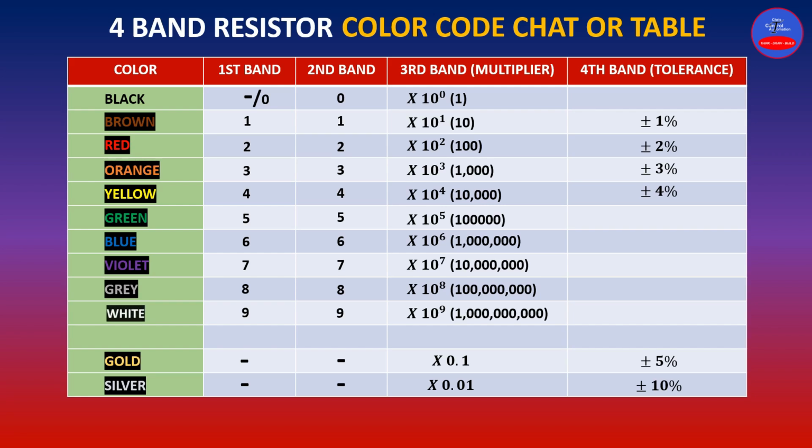In that order all the way up to white, its first band is 9, second band is 9, and third band is 10 exponent 9, which is the same as 1 billion. Not all of them have tolerances. Gold: its first band and second band are none. Third band is times 0.1, and tolerance is plus or minus 5%. Silver: its first band and second band are none. Third band is times 0.01, and tolerance is plus or minus 10%.